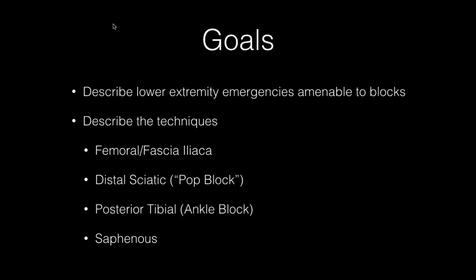The distal sciatic block, colloquially known as the POP block, because you start in the popliteal fossa to localize this nerve, so that'll be a distal sciatic block. And then an ankle block of the posterior tibial area, so it'll be the tibial nerve at the ankle. That's referred to as a posterior tibial block. And then a saphenous block as well.